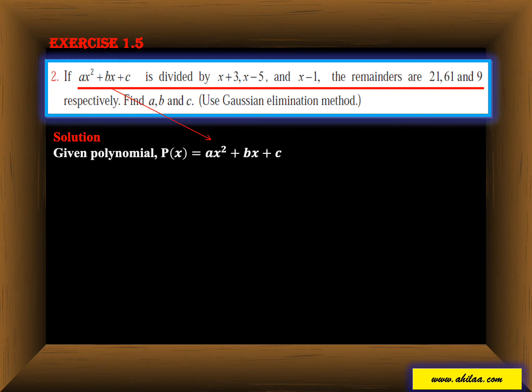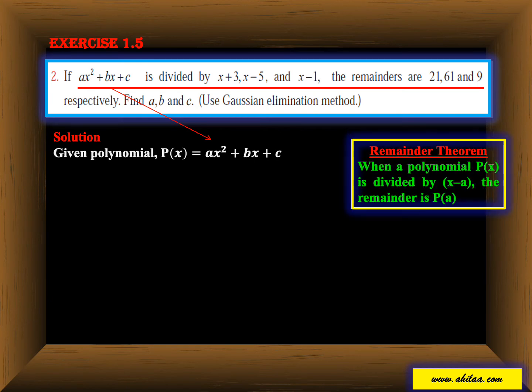Now it is given when this p of x is divided by x plus 3, x minus 5 and x minus 1, we get the remainders as 21, 61 and 9 respectively. So let us recall the remainder theorem now. When a polynomial p of x is divided by x minus a, the remainder is p of a. So we get the following system of linear equations using this remainder theorem.